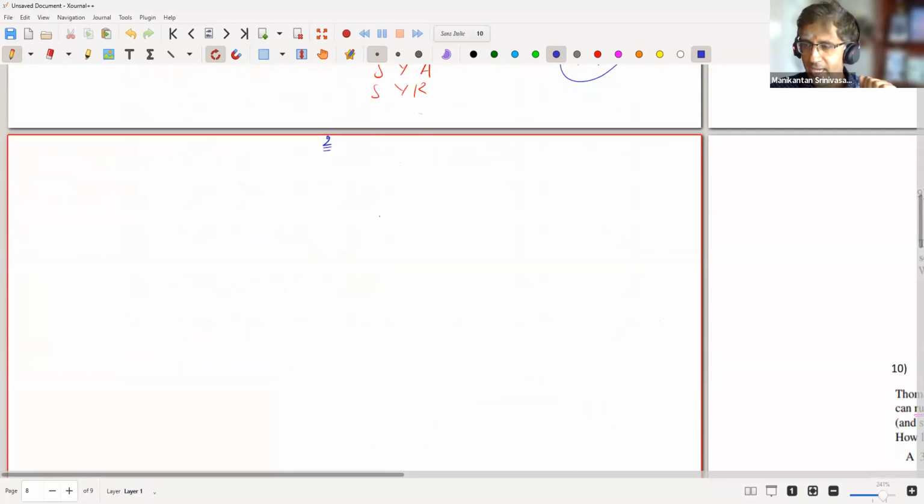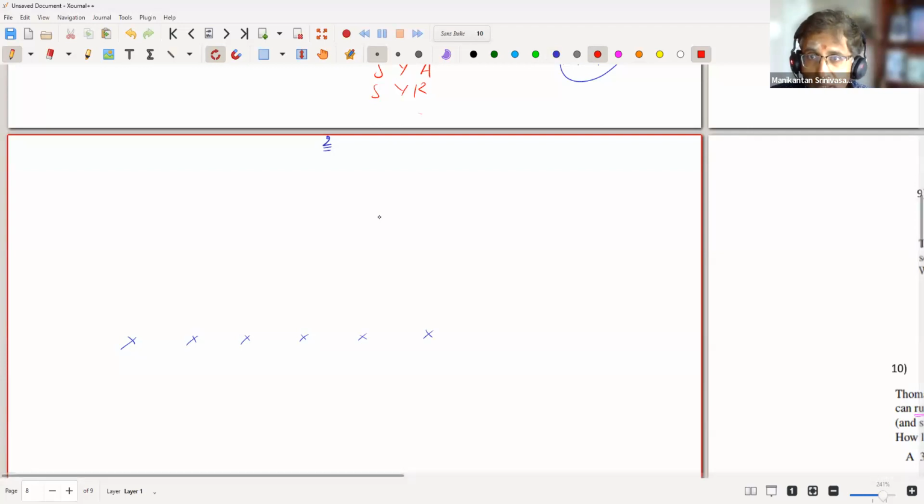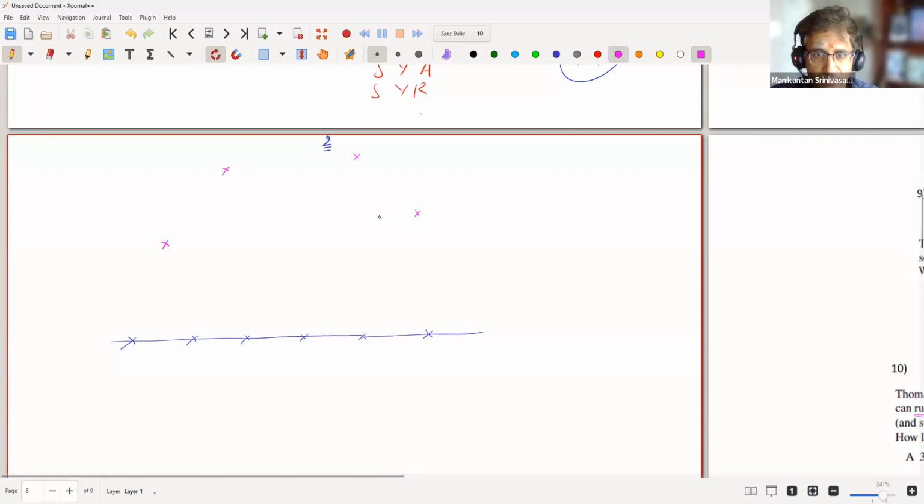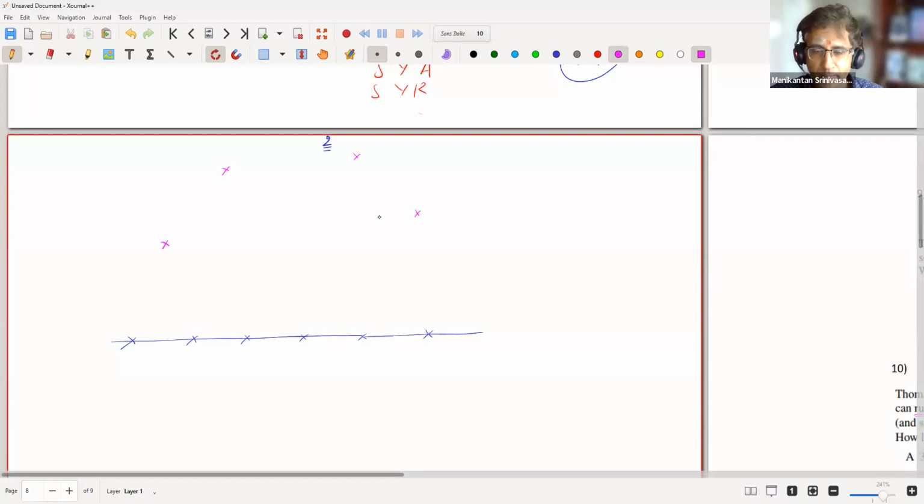Okay, let's say I have 1, 2, 3, 4, 5, 6 points in a straight line. Excuse me, they're all in a straight line. So in fact, I'll draw the straight line so that you're convinced. Okay, they're all in a straight line, and then there are 4 other points somewhere here. 1, 2, 3, 4. Okay, these 4 are some random points outside.